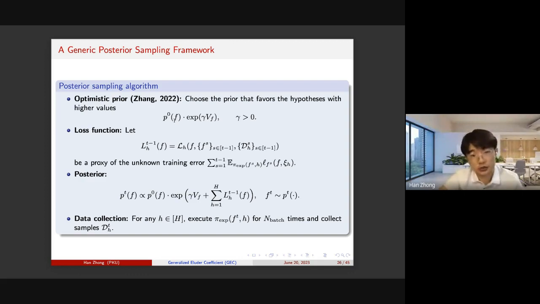Then we need to choose a loss function to approximate the unknown training error. Here, the loss function depends on the previous hypotheses and previous data. I will give more examples of the loss function in the following slides. Then we can choose the posterior as this: this is a feel-good optimistic prior, and this is a loss function. Based on this posterior, we can sample a hypothesis f_t. Then we simply execute the exploration policy for n_batch times to collect samples. Here, n_batch is also a tuning parameter, and I will specify this later.